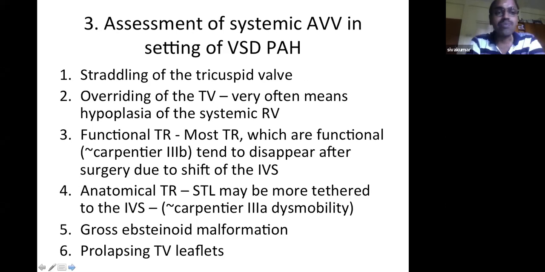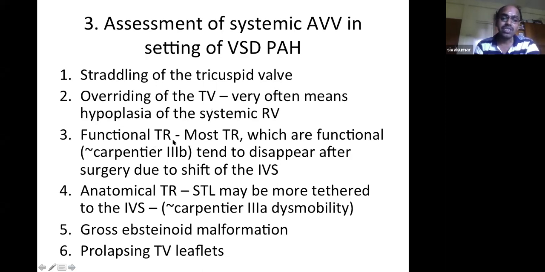Assessment of tricuspid valve. Tricuspid valve can be straddling, can be overriding. Already I mentioned overriding means hypoplasia of the right ventricle. So we need to think that in any patient with an overriding tricuspid valve, whether the right ventricle is adequate at all. Then there is functional tricuspid regurgitation.